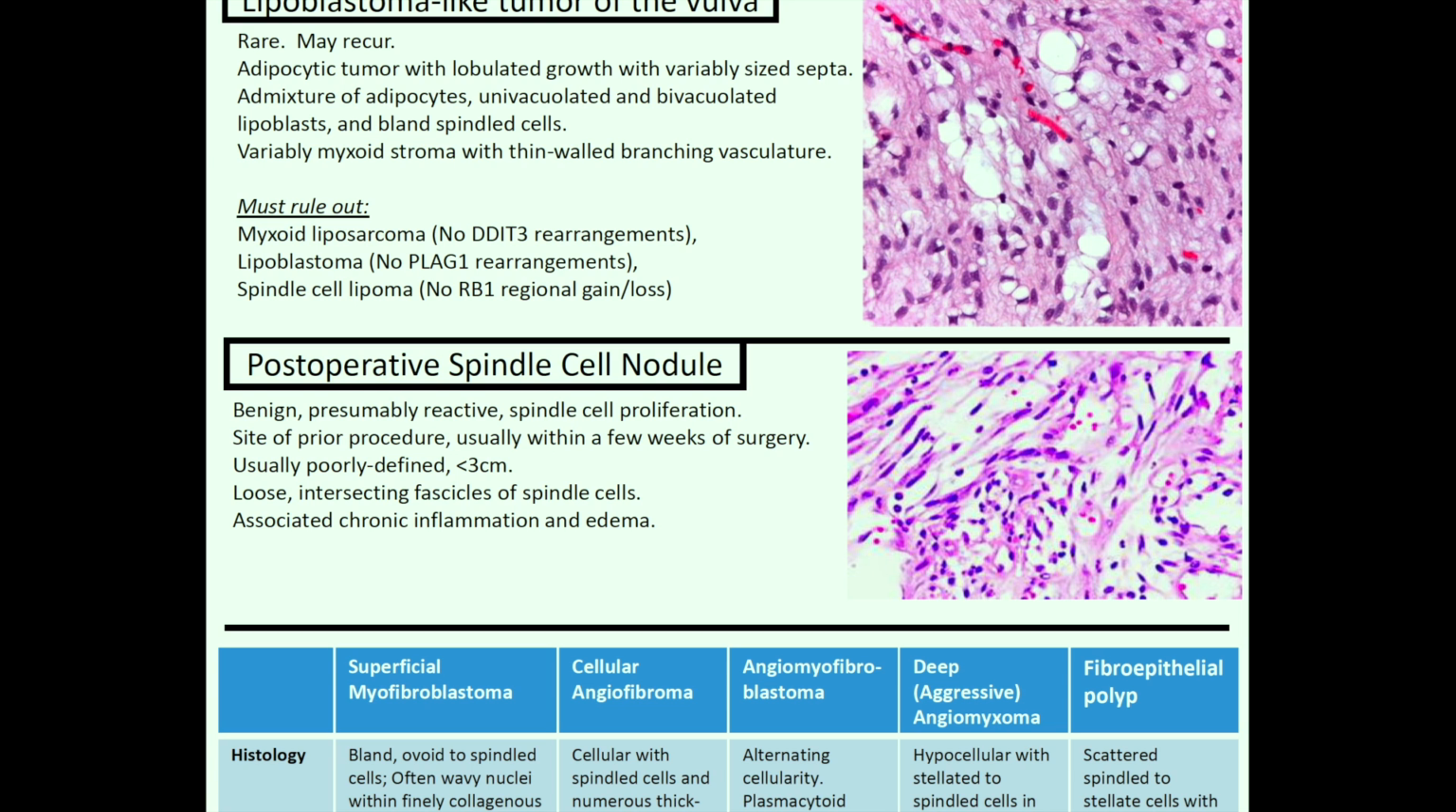All right, moving along, we've got lipoblastoma-like tumor of the vulva. So these are rare, but they may recur, and it's an adipocytic tumor with lobulated growth with variably sized septa. There's an admixture of adipocytes, univacuolated and bivacuolated lipoblasts, and bland spindled cells. There's variably myxoid stroma with thin-walled branching vasculature, and you must rule out a myxoid liposarcoma, so there's no DDIT3 rearrangement, or lipoblastoma, where there would be no PLAG1 rearrangement, or spindle cell lipoma, making sure there's no RB1 region gain or loss.